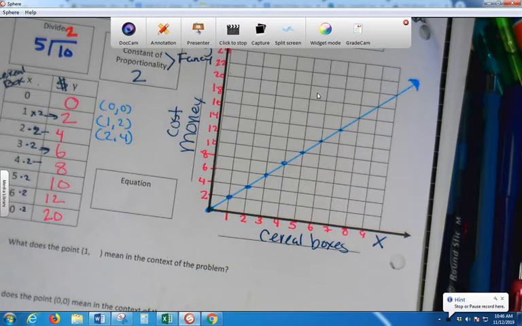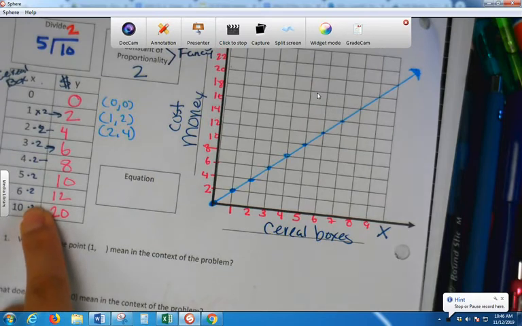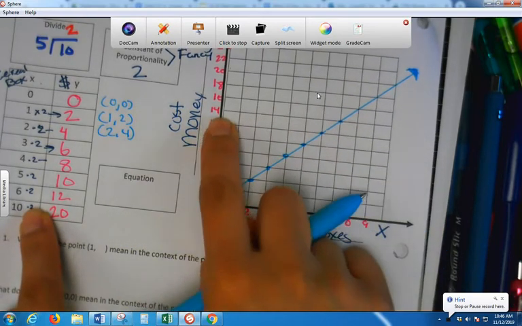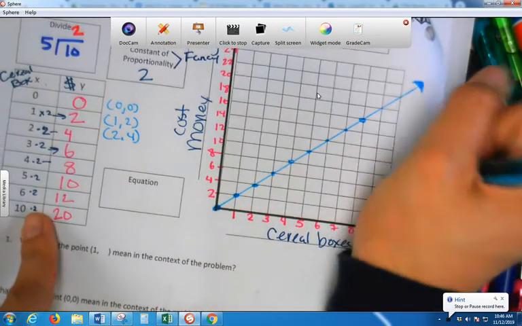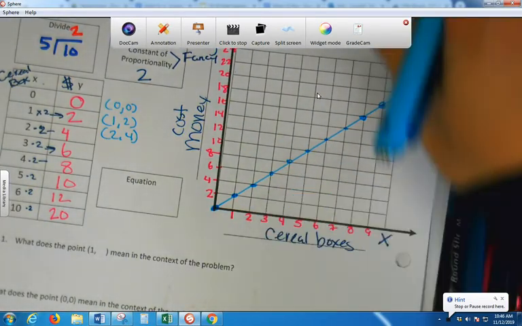We're good? Connect the dots. We're good, Joaquin? Alright. Do I have 7 on my table? No, but can you look at the graph and tell me how much 7 boxes cost? 14, right? 8, 16, 9, 18. There, right? Alright.